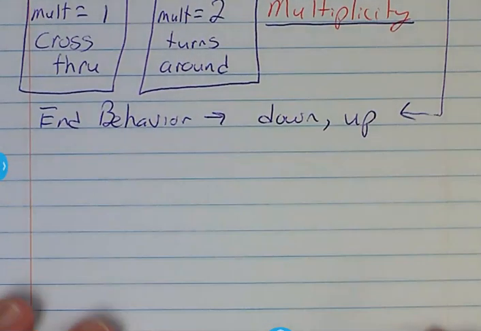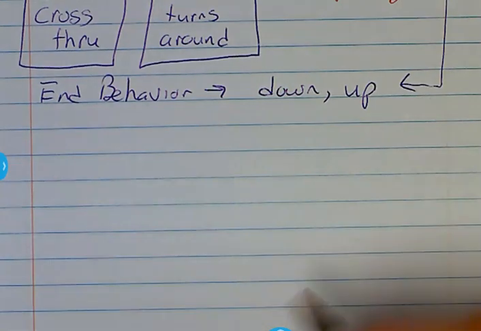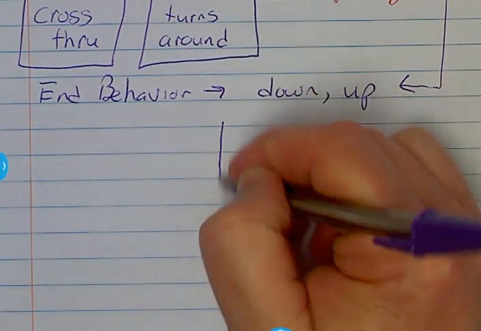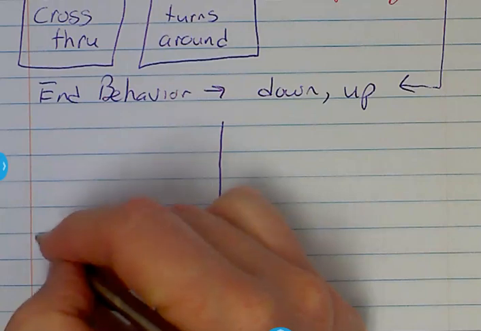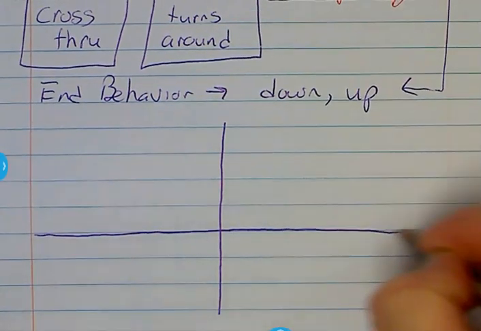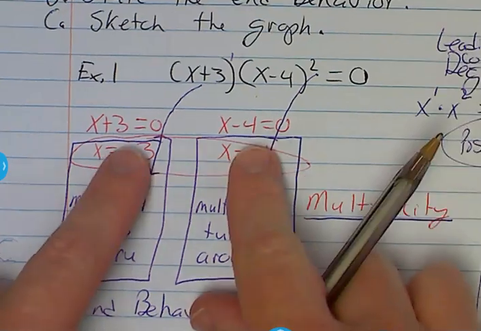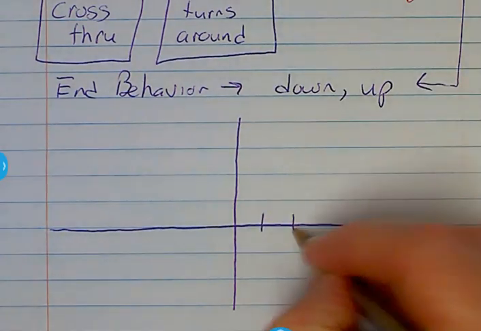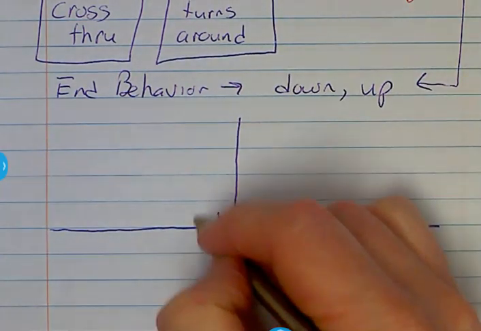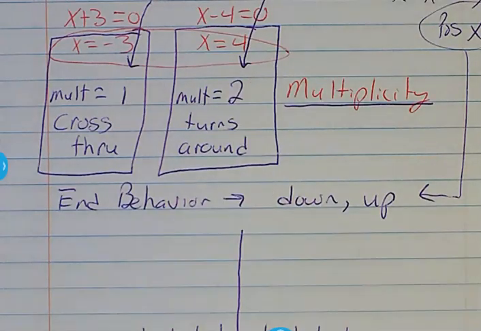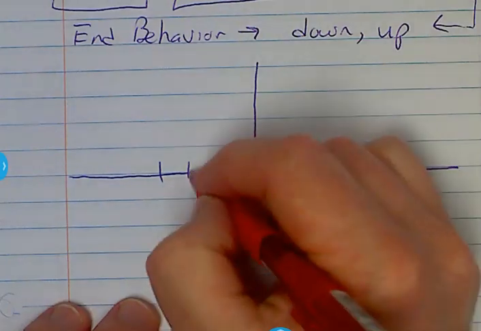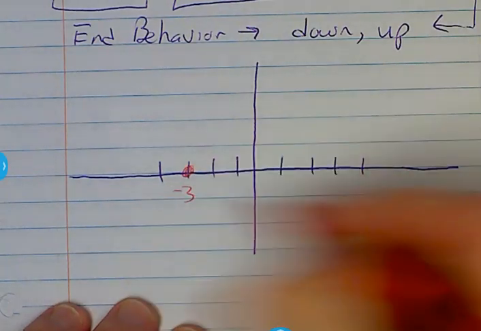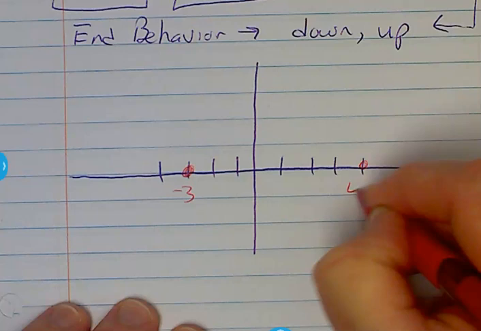Okay. Now, here's how we're going to graph this thing. So let's go back to what we've got. We've got solutions at negative 3 and positive 4. So we'll get those parts out of the way first here. We got one solution at negative 3, one solution at positive 4. So we need a dot at negative 3, and we need a dot at positive 4.